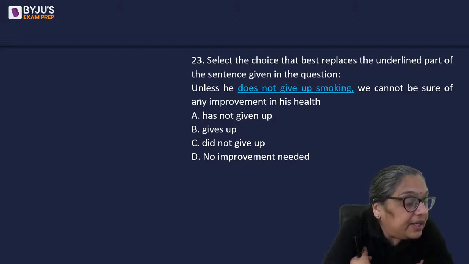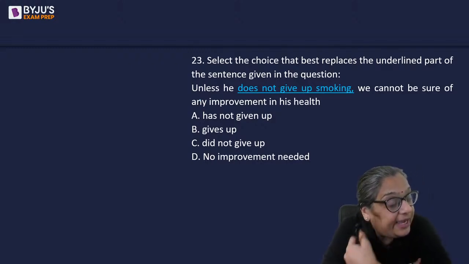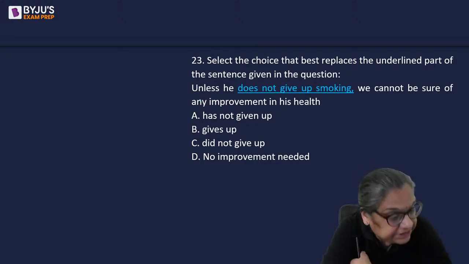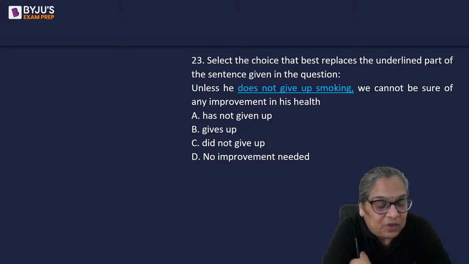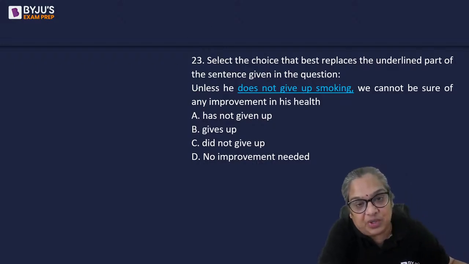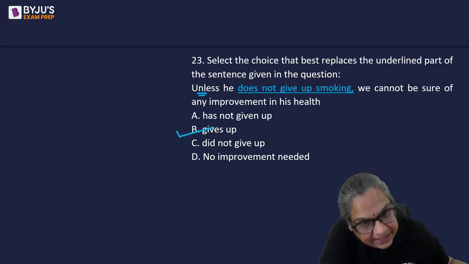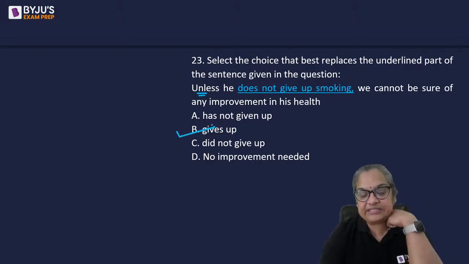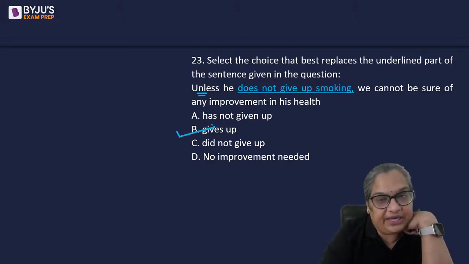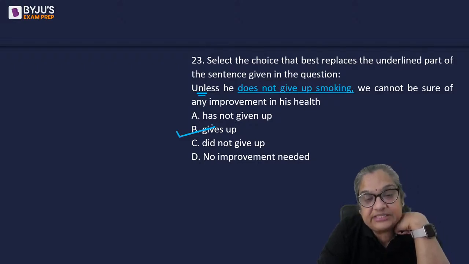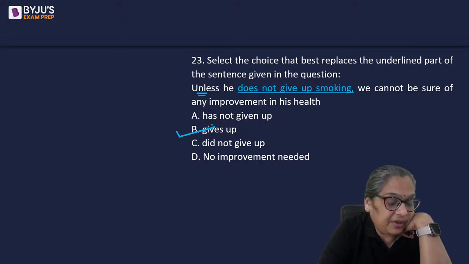Question 23. I'm getting answers for A and B so far. Mostly B, a few A's. Two negatives don't go. The moment you have unless, if he does not, that's what he means. Unless he gives up. Because unless itself is a negative term. You can't have two negative terms. They don't make any sense. Unless he gives up smoking. If he doesn't give up smoking, or unless he gives up smoking. Okay?